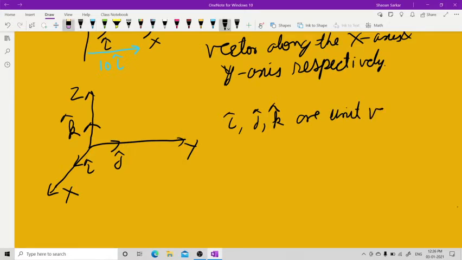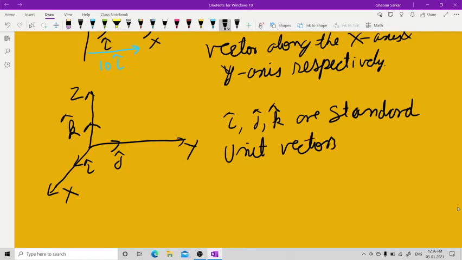Standard, rather, I should use the word standard. Standard unit vectors along x, y, and z directions.